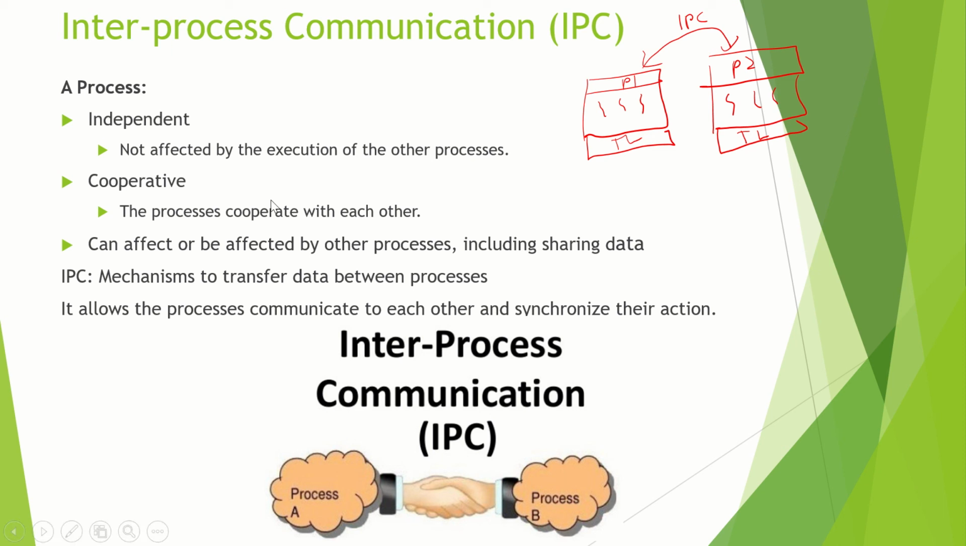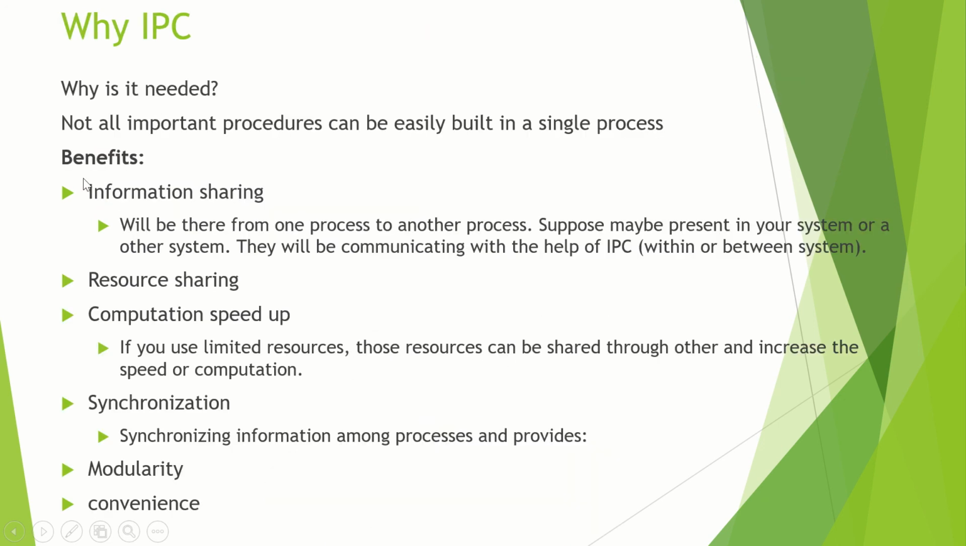So IPC is the way processes communicate with each other. IPC is a mechanism to transfer data between processes. It allows processes to communicate with each other and synchronize their actions. So this is inter-process communication. Why is IPC needed? Of course, to communicate between processes. Not all processes can be easily built in a single process. So in some applications, some procedures, you must have a different process to implement them. That's why you need IPC.